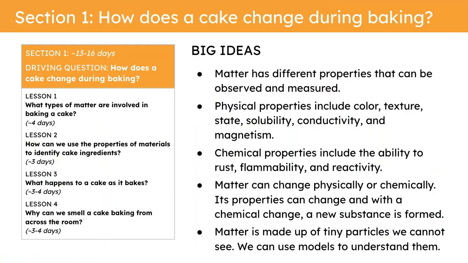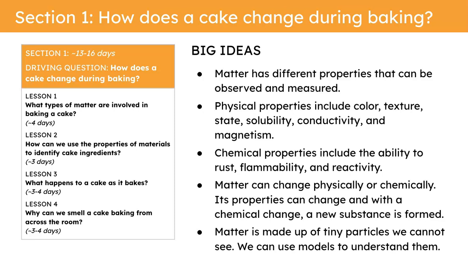Through the storyline of Section 1, students gain an understanding of these standards-based big ideas. Matter has different properties that can be observed and measured. Physical properties include color, texture, state, solubility, conductivity, and magnetism. Chemical properties include the ability to rust, flammability, and reactivity. Matter can change physically or chemically. Its properties can change, and with a chemical change, a new substance is formed. Matter is made up of tiny particles we cannot see. We can use models to understand them.